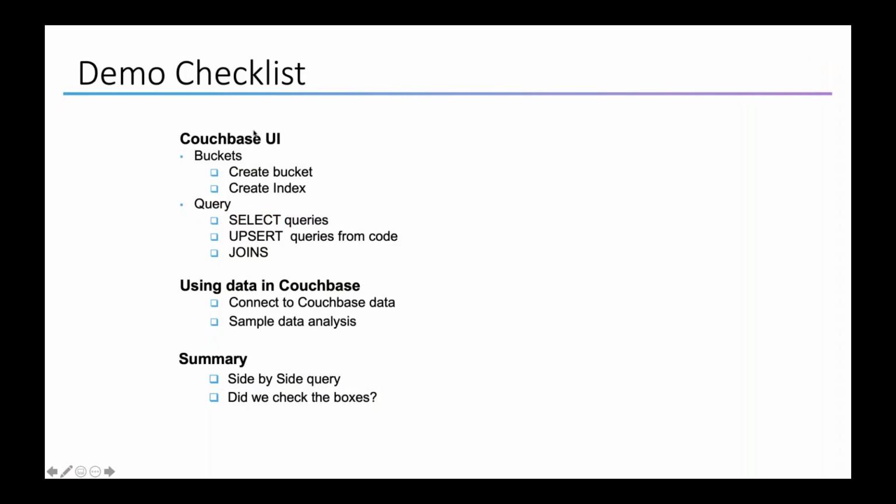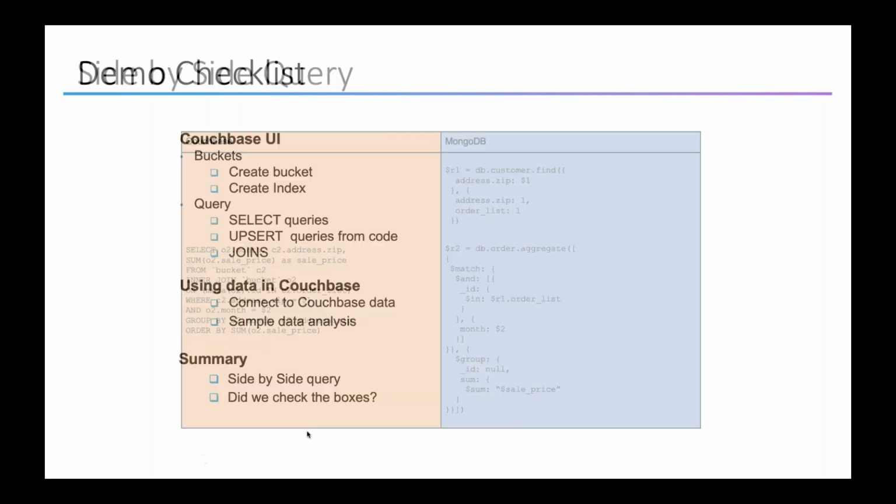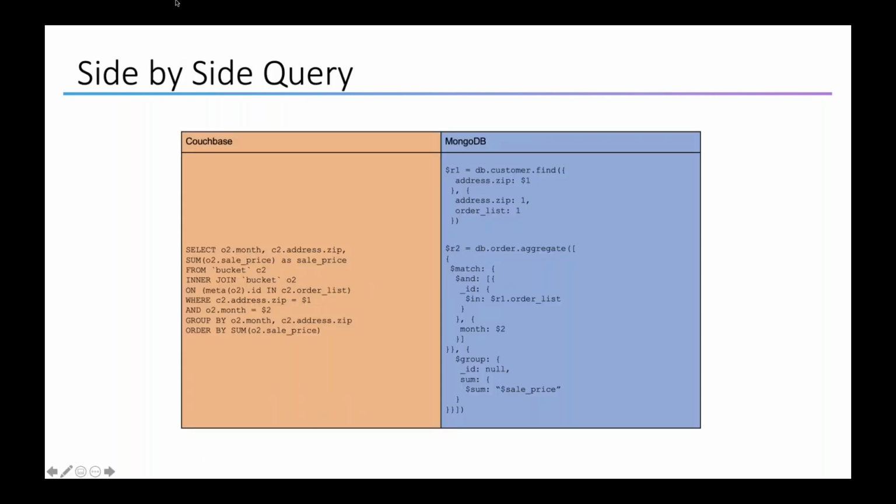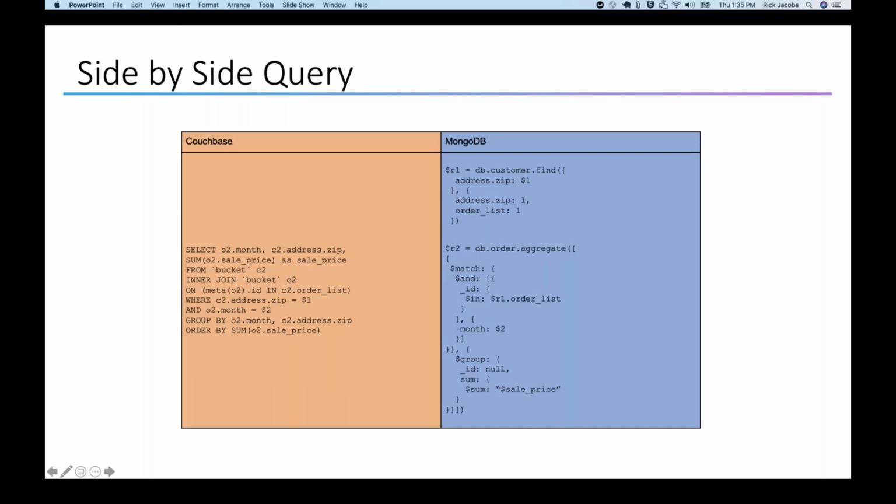So that's the basic agenda for this demo. Again, we'll look at the Couchbase UI. I'll look at buckets, creating a bucket, creating an index, querying data in Couchbase, using that data via code, and also visualizations, and then a quick summary. All right, so let me show you the Couchbase UI.